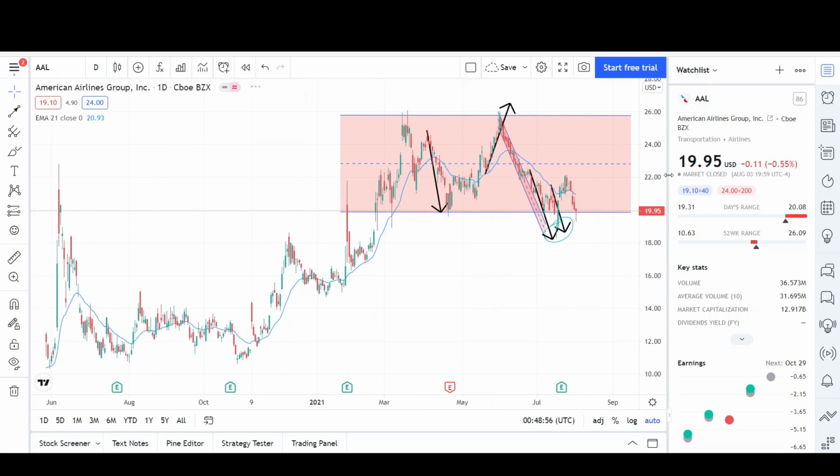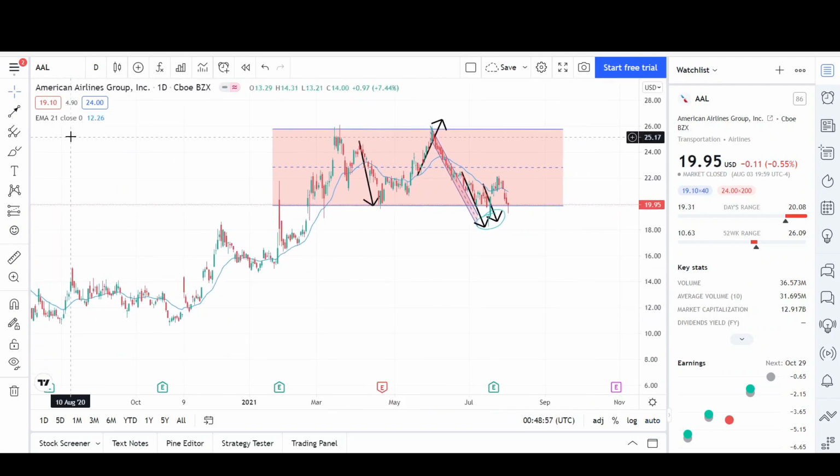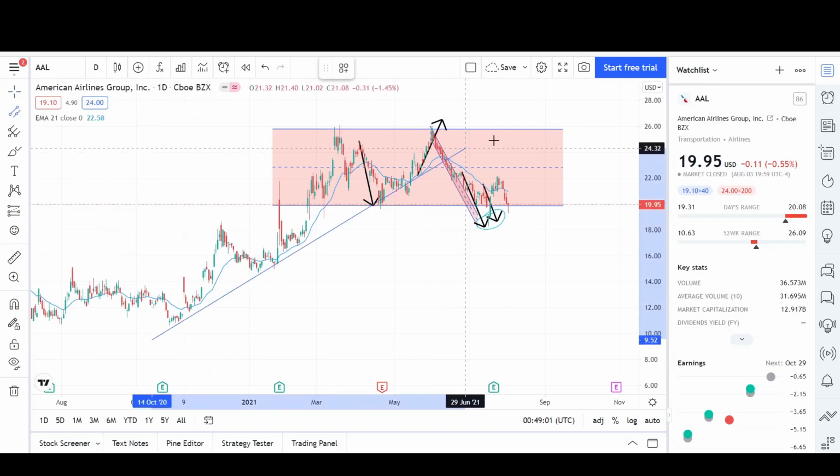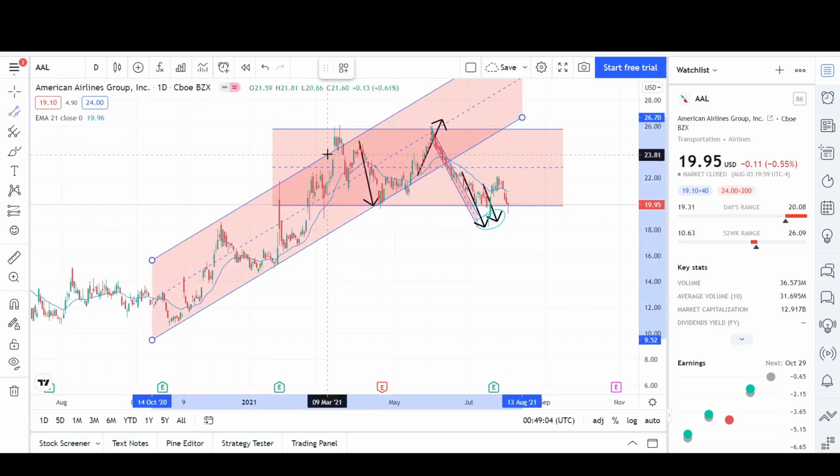So I'm going to zoom out on the daily chart, and looks like there was an uptrend happening before we went inside of this range. And here's the uptrend. Fits pretty nicely about right there.